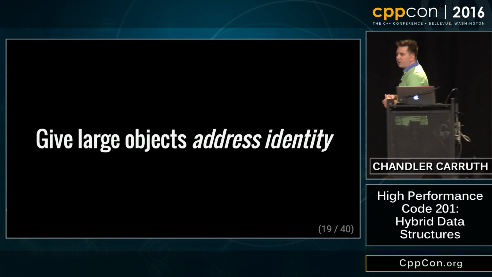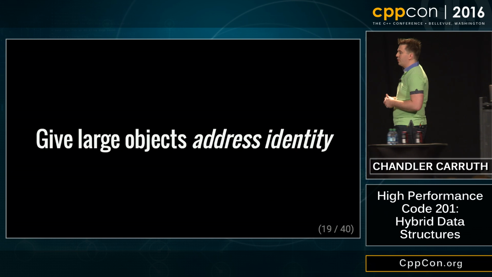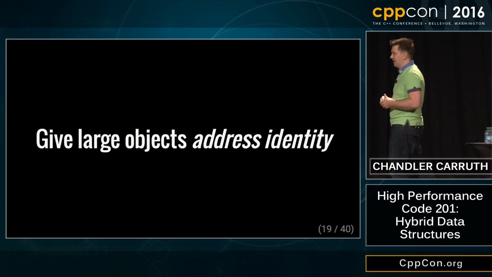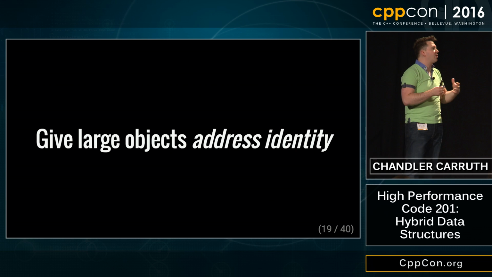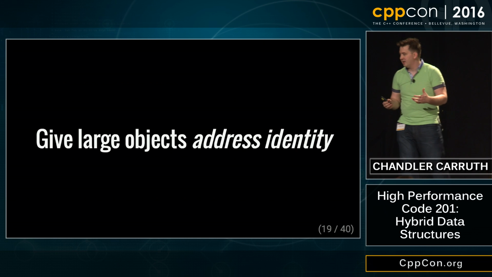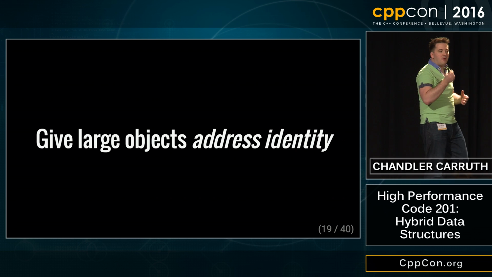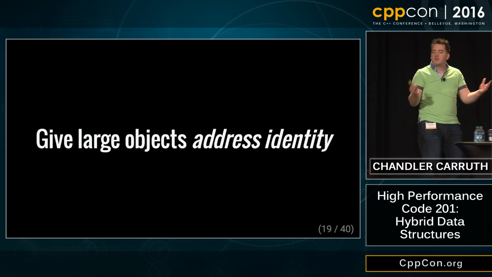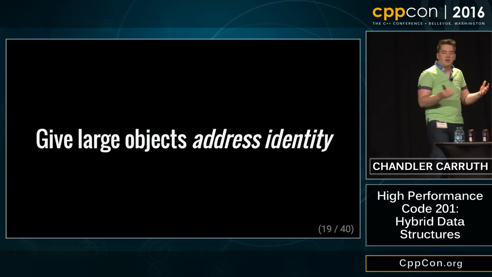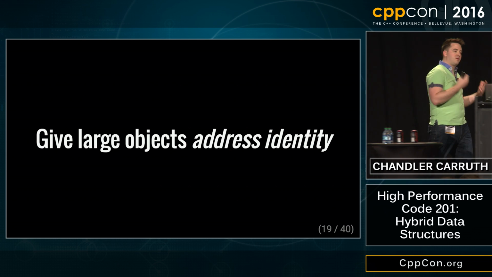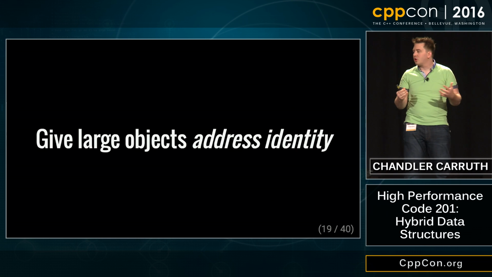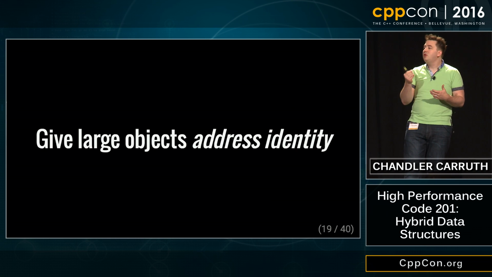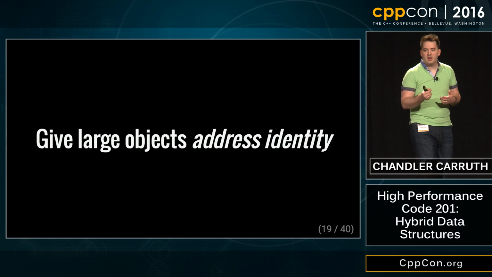Okay. So the first key idea here is to give large objects address identity. So what do I mean by address identity? The first thing to think about is, does your object have some intrinsic identity, right? Is your object fundamentally unique? If you have two objects, are they going to compare equal, right? It turns out for a lot of large objects, especially that we work with in the compiler and that I've worked with at Google, most of the large ones have identity. There's something unique about that object, okay?